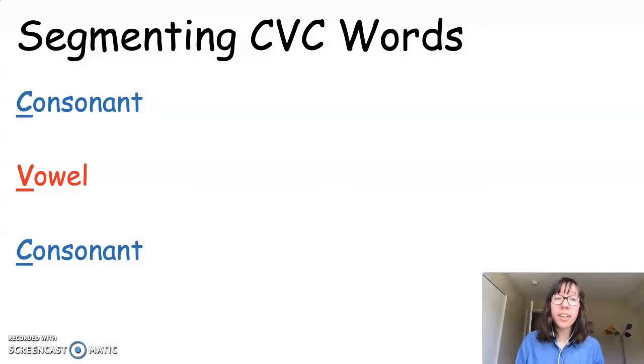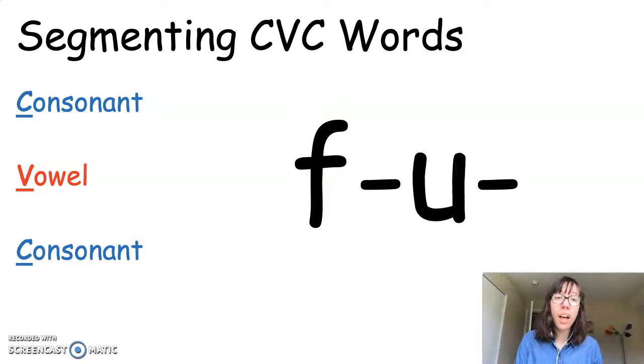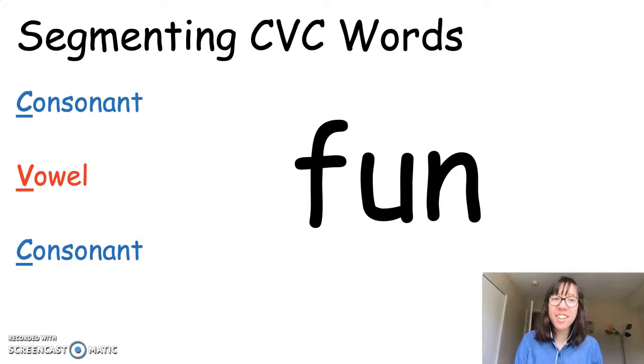Fun. The first sound we hear in fun is f, and we know that the letter F says f. If we listen for the second sound, we know that it's u, and we know that the letter U says u. Now let's listen for the third sound. N is made by the letter N. So if we want to spell the word fun, we have F-U-N, fun.